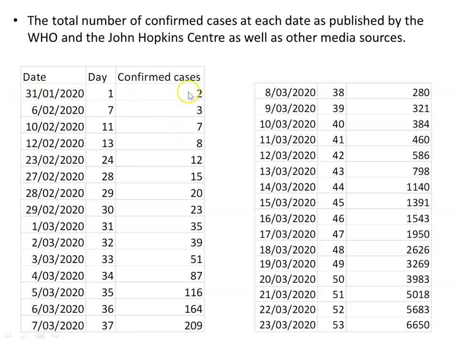So 31st of January, there are 2 confirmed cases. The 6th of February, there are 3 confirmed cases. The 10th of February, 7, and so on down until we're here, the 8th of March, day 38, there are 280 cases, and so on down to the most recent date that I have included in this video, the 23rd of March, day 53, 6,650 total number of cases. Now, some of these, of course, have begun to recover, but only a small number. And of course, some have died. So these are the total number of confirmed cases.